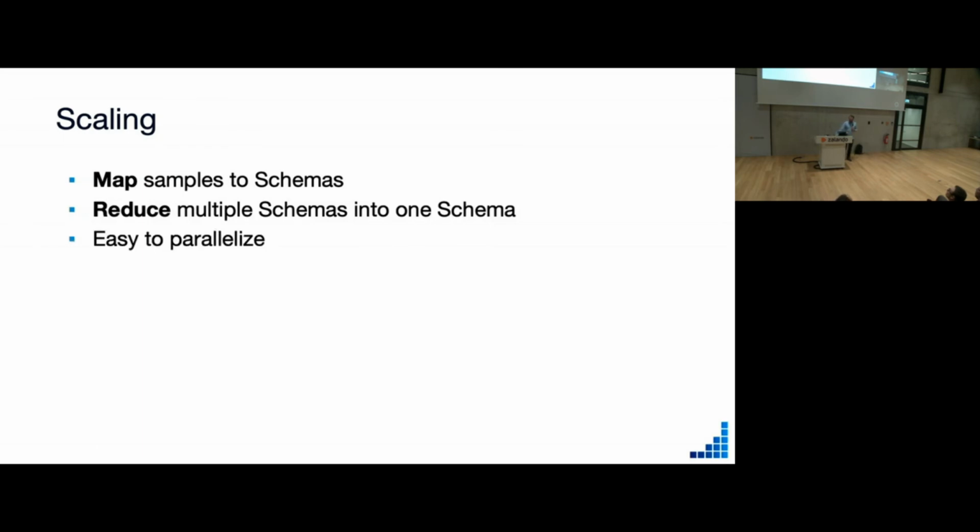A really nice thing about this is that it's very easy to parallelize. For example, with Spark, you can do this. Where we have a list of these samples, we map them to the schemas, and then we continuously reduce pairs of schemas into a final schema that we can then use everywhere throughout our product.